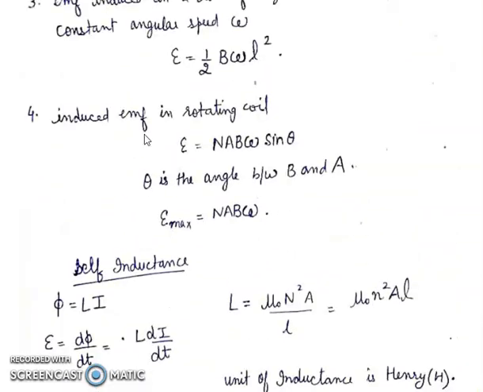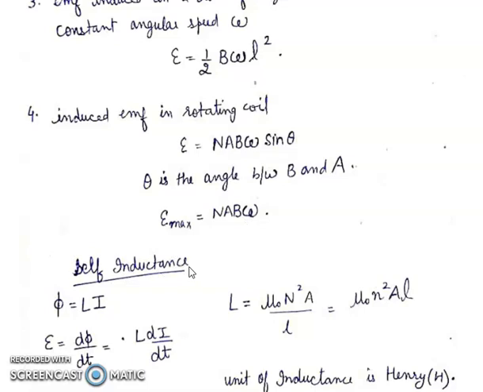Fourth, EMF induced in a rotating coil is given by E is equal to NAB omega sine theta. Theta is the angle between B and A. EMF will be maximum when theta is 90, sine 90 is 1. Maximum EMF is NAB omega.